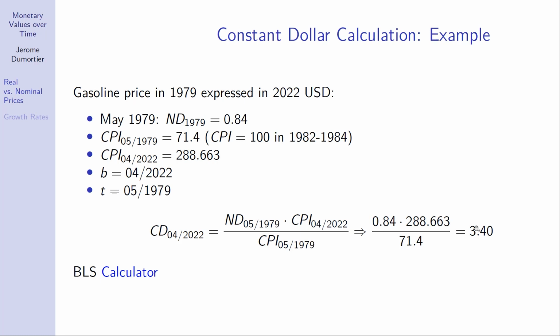Very often you hear people that say that gasoline was 50 cents per gallon in, say, 1970 or 1960. But what they forget is that prices have changed over time. And you have to take that price change into account. To further illustrate this, that you cannot compare, say, 84 cents of gasoline price in 1979 to 84 cents today.